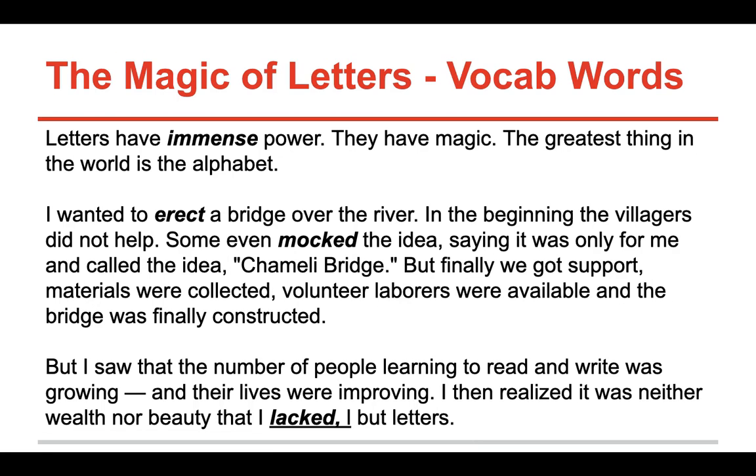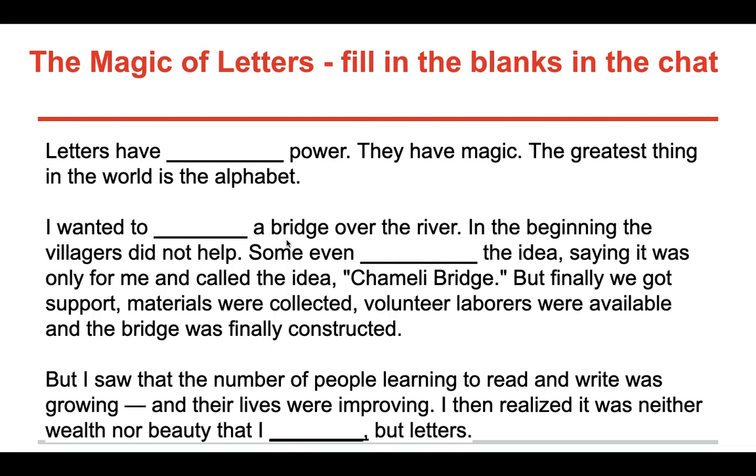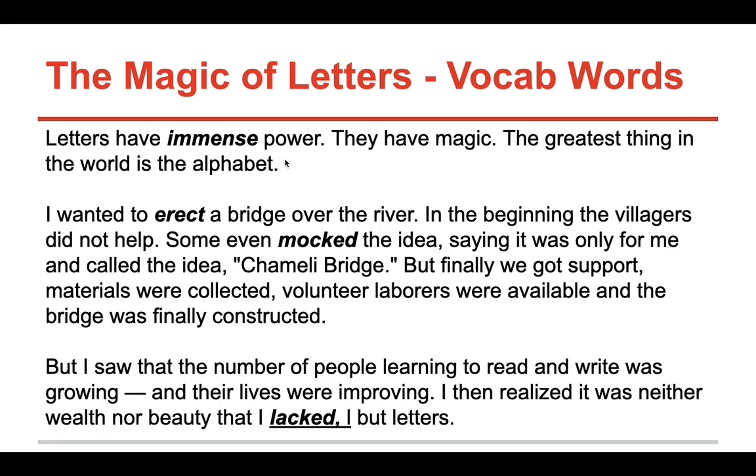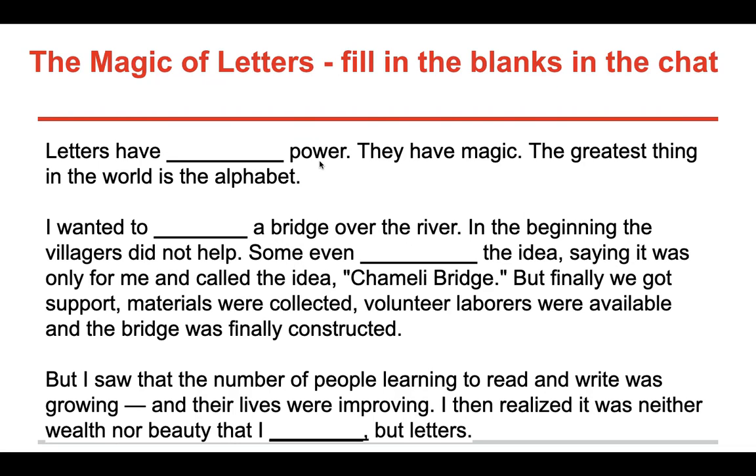So now we're going to look here. These were the actual words, which may be unfamiliar to you. So say these were the words that were unfamiliar to me. So I pulled them out and tried to replace them with what I thought would fit. So letters have blank power. Looking at the first one. Now let's see. Letters have immense power. Immense means great. It means a lot of. Just like I said, letters have a lot of power. So I was able to figure out the meaning of the word without looking it up.